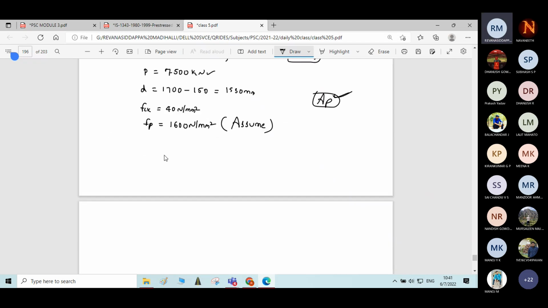We know that stress is equal to force by area. As we are finding with respect to cable, here it is force in the cable divided by area of cable. The characteristic tensile stress in the steel, how much did we assume? We assumed it as 1600.